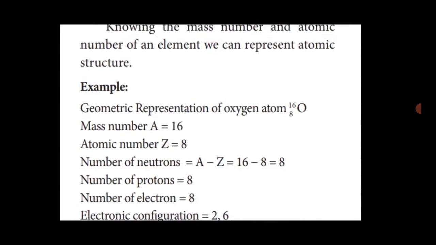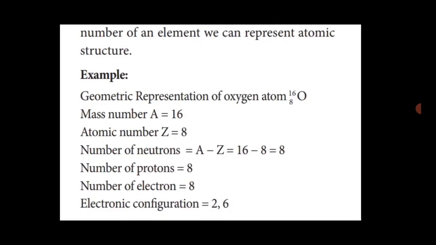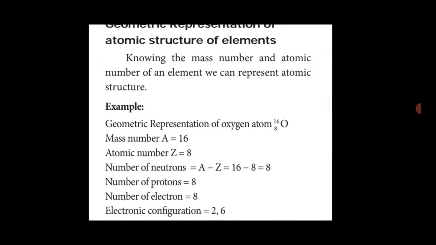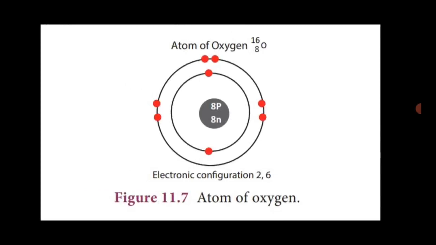So, already we know atomic number represents the equal number of protons and the equal number of electrons. So the atomic number is 8. Mass number is 8. What is the electronic configuration? 2, 8. What is the atomic number? 8. So 2, 8, 2, 6. 2, 6 is the electronic configuration. Electronic configuration, the structure. This is an atom of oxygen.